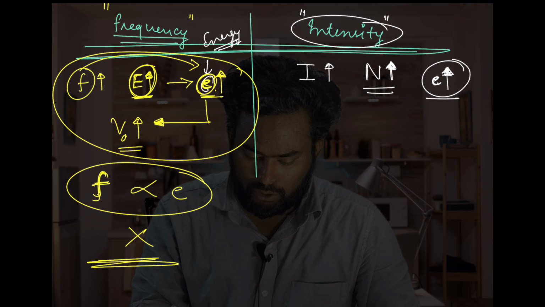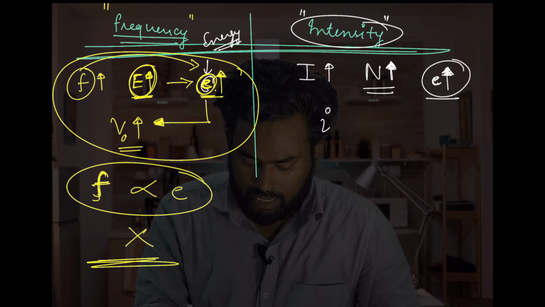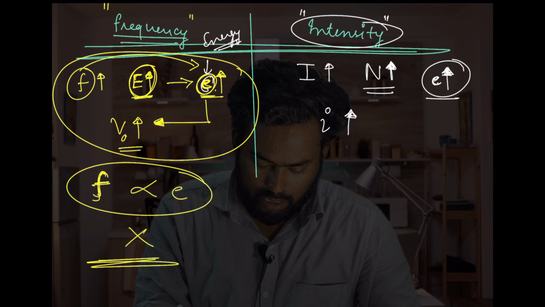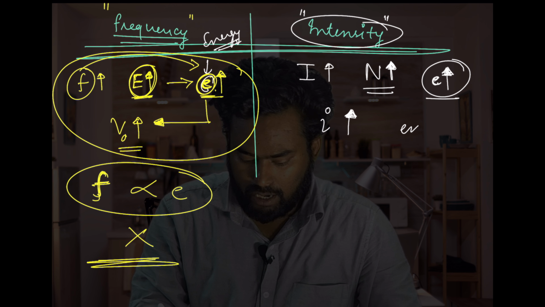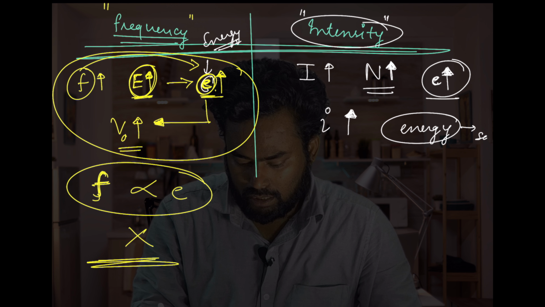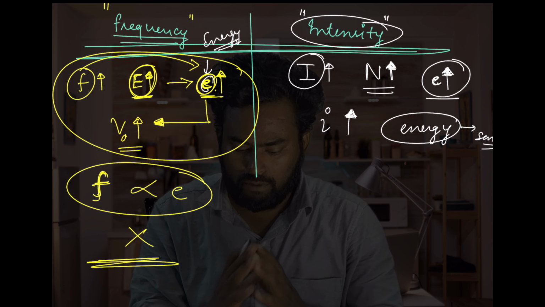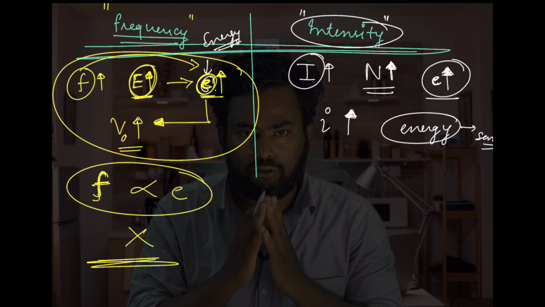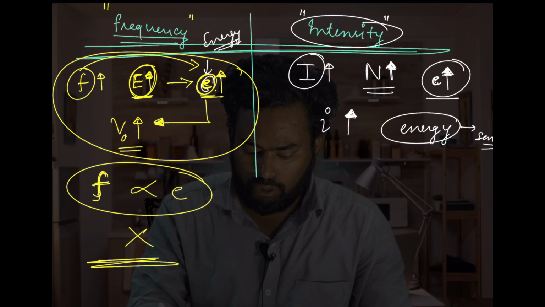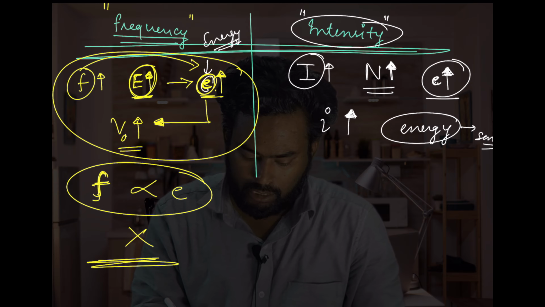If the number of photoelectrons increases, it means that photocurrent will also increase. Photocurrent will also increase, but energy remains what? Energy same. Energy has nothing to do with intensity. So when you increase the intensity, energy will not change. Energy of either the photons or the photoelectrons, both will not change.